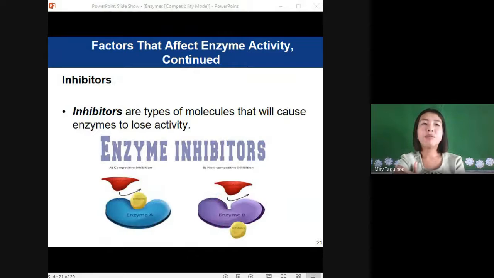Okay, so the last factor is inhibitors. There are types of molecules that will cause enzymes to lose their activity. Enzyme inhibitors prevent the active site from interacting with the substrate to form ES, or the enzyme-substrate complex. Some inhibitors cause temporary loss of activity while others cause permanent loss of activity.